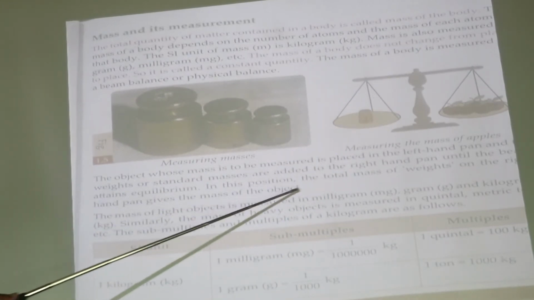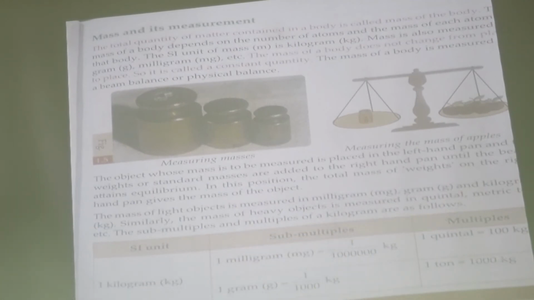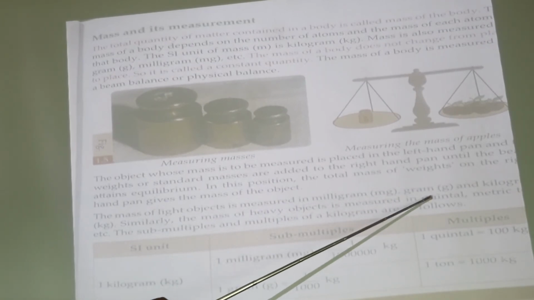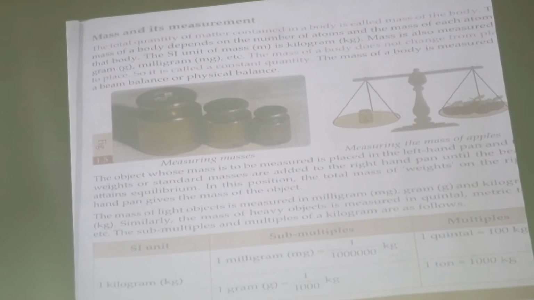In this position, the total mass of weights on the right-hand pan gives the mass of the object. The mass of a light object, meaning an object having small weight, is measured in milligrams, grams and kilograms. Similarly, the mass of a heavy object is measured in quintal, metric ton, etc.